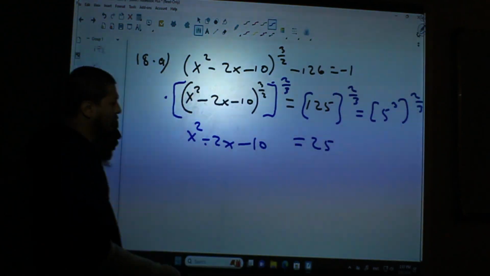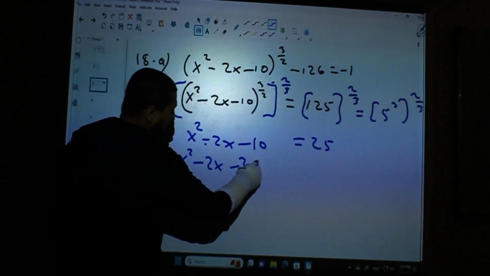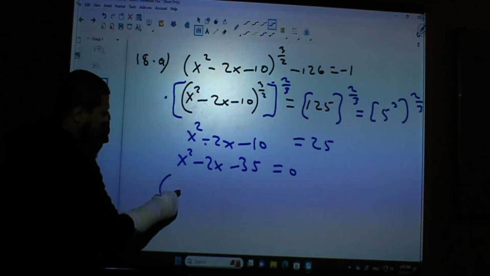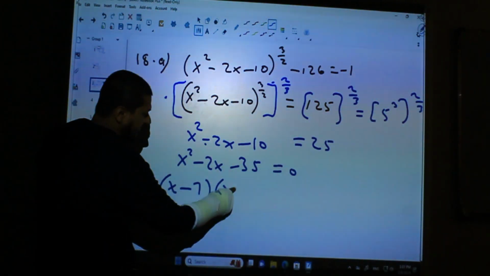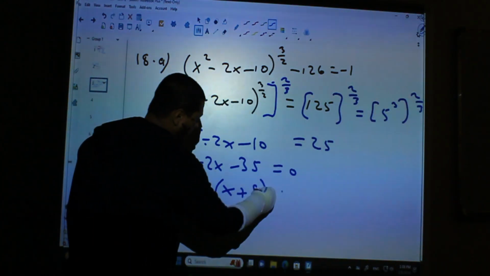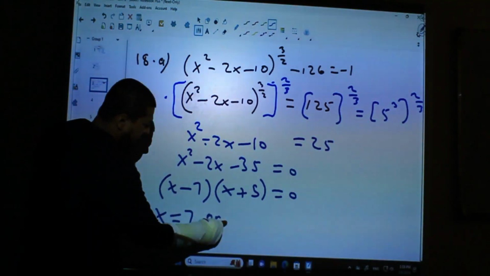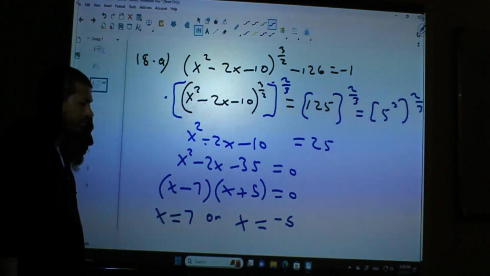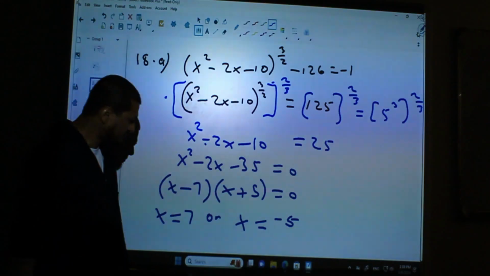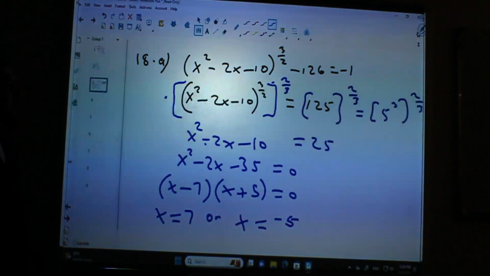If we bring the 25 over, we get a nice neat quadratic: x squared minus 2x minus 35 is equal to 0. If we solve this quadratic, we get x minus 7, because 7 and 5 will work, times x plus 5, or you can use mode 5, 3 on the calculator. So you get that x is equal to 7, or x is equal to negative 5. I hope you understand, guys. Let's check if this answer is correct. So these are the steps in solving this problem.